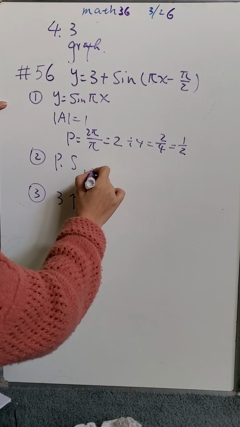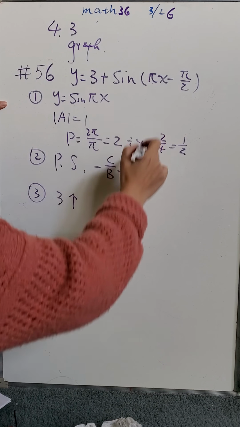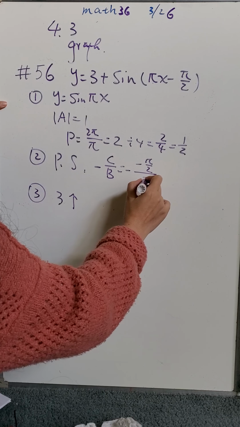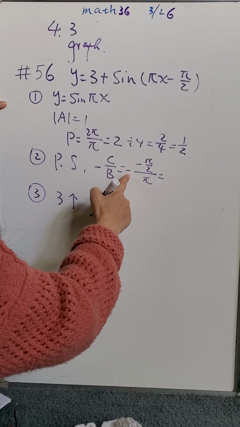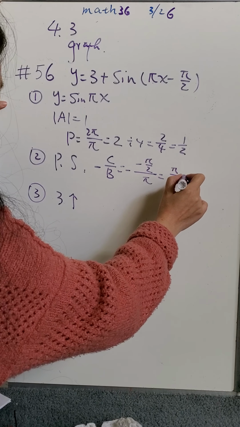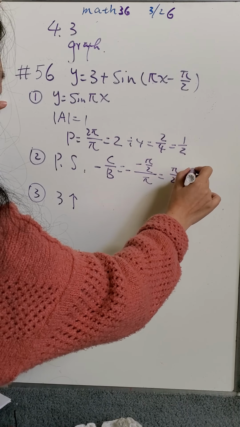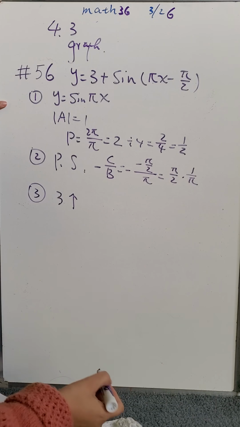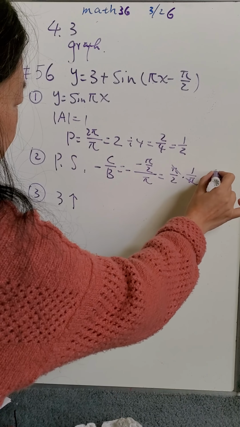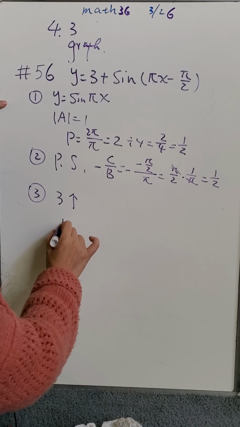Phase shifting is equal to negative C over B. C is equal to negative pi over 2. Your B is equal to pi. Now the two negatives become positive here. So that becomes pi over 2 divided by pi, which is the same as multiplying by the reciprocal, so multiply by 1 over pi. And then reduce that, so that's equal to 1/2. Okay? And then 3 units up.